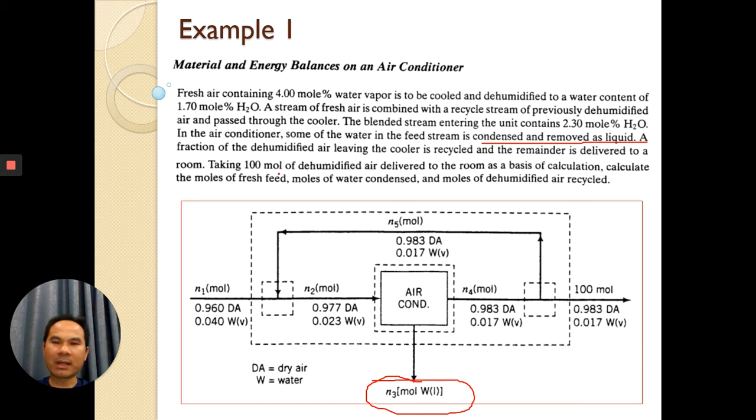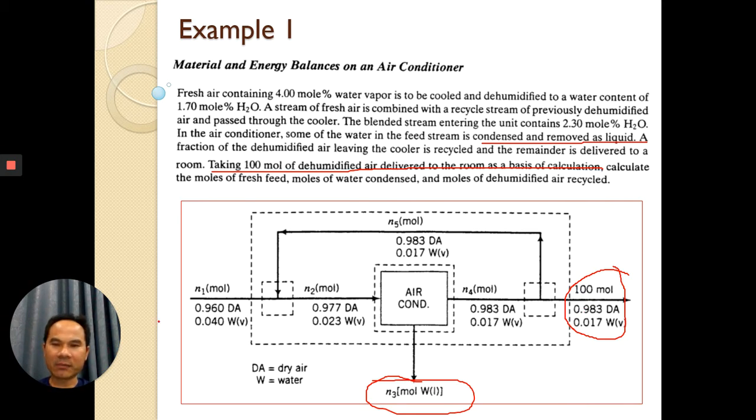For this case, take 100 moles of dehumidified air diverted to the room as the basis for calculation. What does it mean? Dehumidified air is the air that goes to the room with the water removed. This stream is 100 moles, which is our basis. This means the amount of water in the output is less than the input, because we would like to remove water from the air.